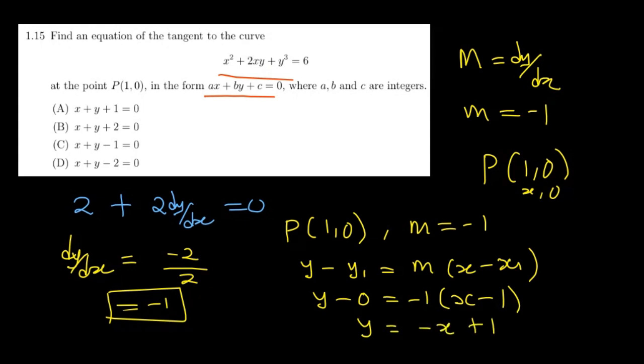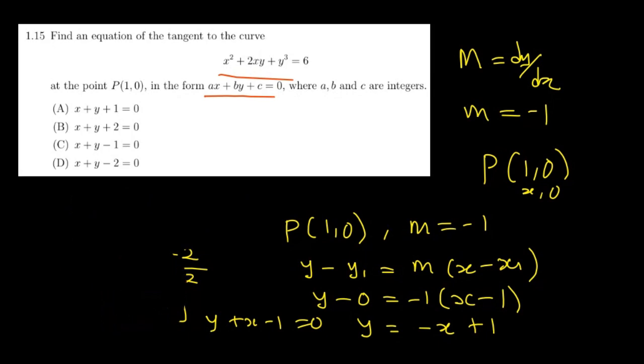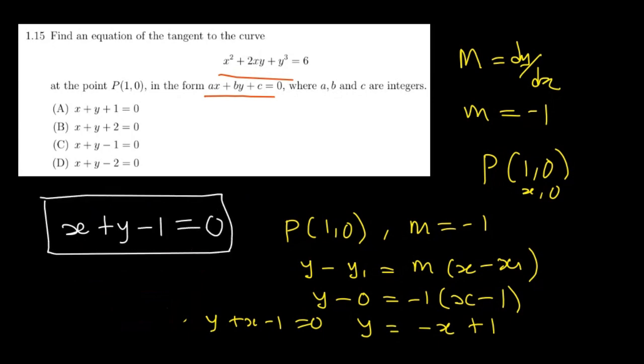Take everything to the left, so it will be y plus x minus 1 is equals to 0. And then we can write it in the form that they wanted, starting with the x. So it will be x plus y minus 1 is equals to 0. So this is our answer here. And we can see that that answer is on C. So we pick C. Okay, so now we are just remaining with 5 questions. So let's look at the next one.